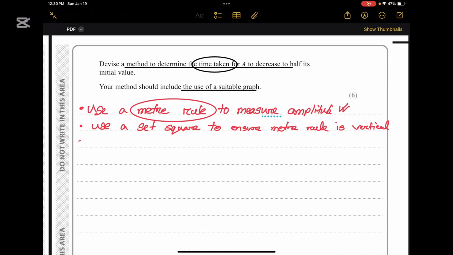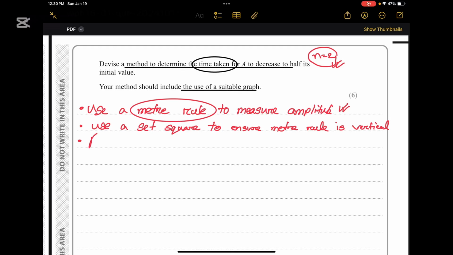Now we have to record the value of amplitude, right? We have to record the value of amplitude at a known value of n. Let's say n is 2. So when n is 2, what is the value of amplitude? That way, we have to calculate the amplitude.